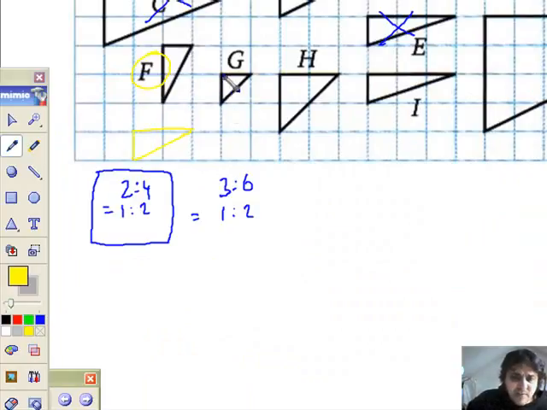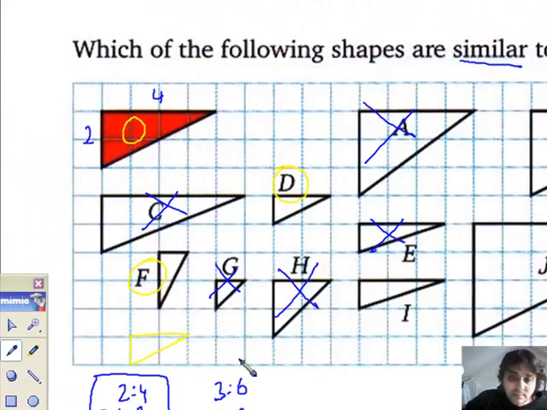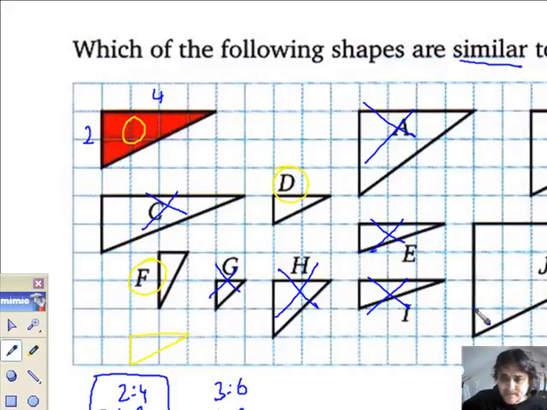G is a waste of time because it's a 1 by 1, so that's going to go. H is a waste of time, it's a 2 by 2, which simplifies to a 1 by 1. That's no good. I, 1 up, 3 across, that's a 1 to 3 ratio. That's no good. Now what about this monster?